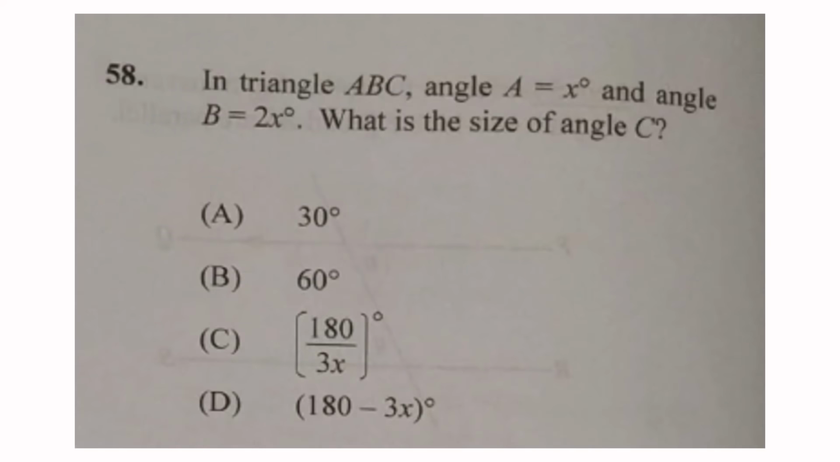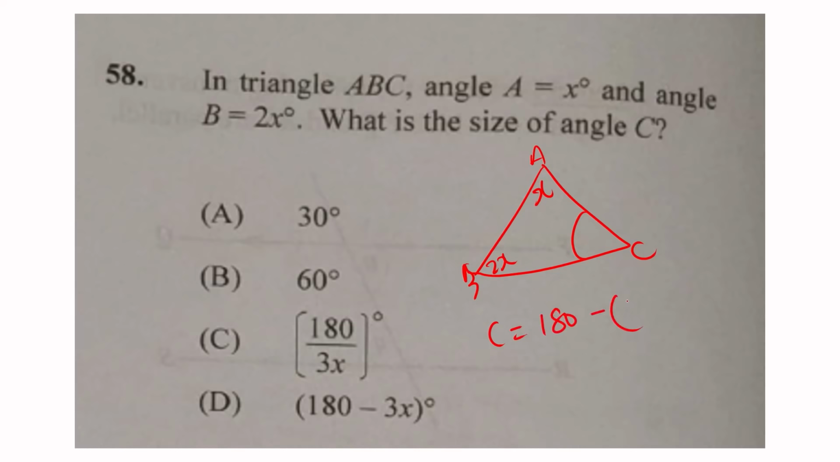Question 58. Another repeated question. I'm just looking for the answer and saying, oh, next repeated question. In triangle ABC, angle A is x and angle B is 2x. What is the size of angle C? So A is x, B is 2x. To find C, C is going to be equal to 180 minus the sum of 2x plus x. So it's going to be 180 minus 3x. So our answer is going to be D.